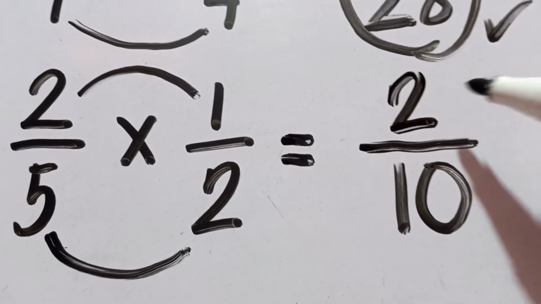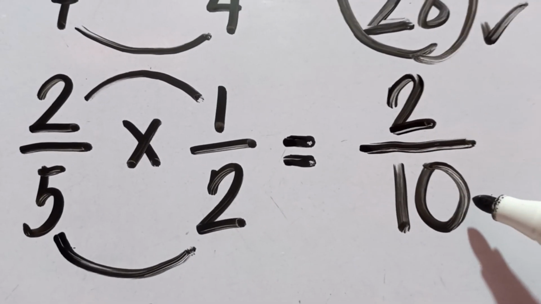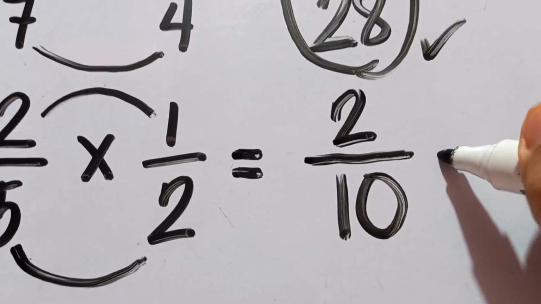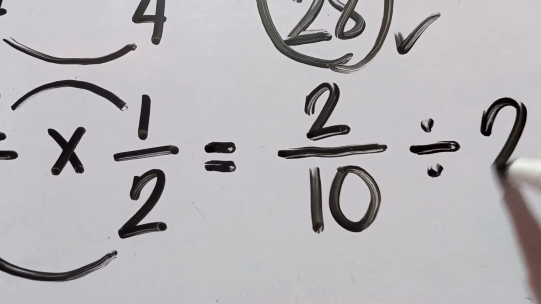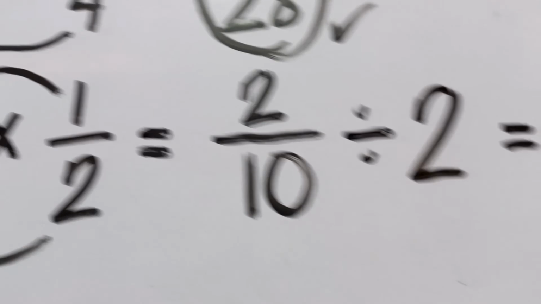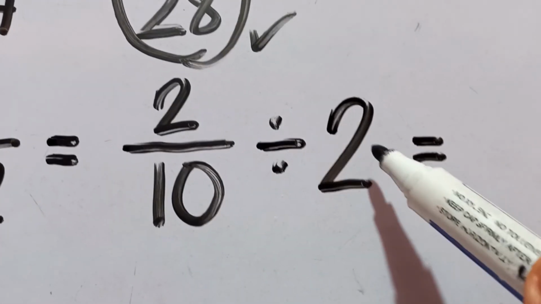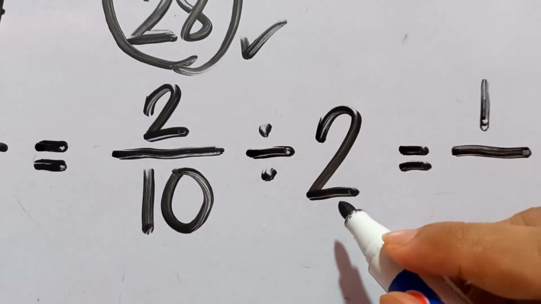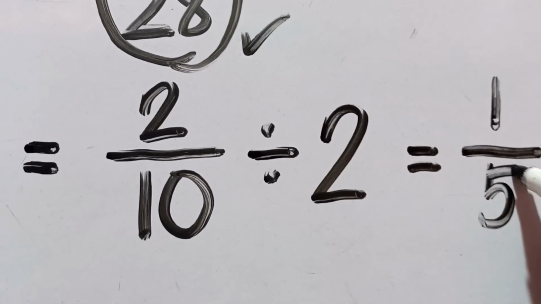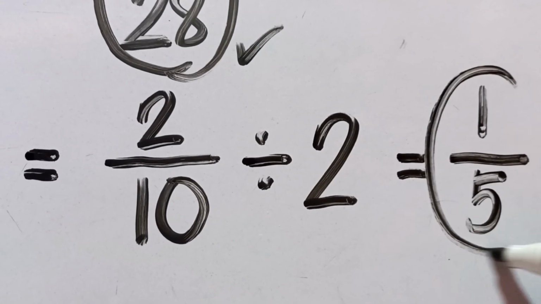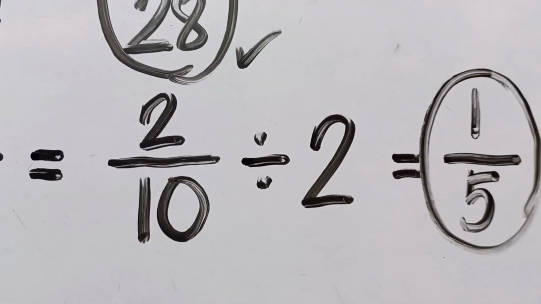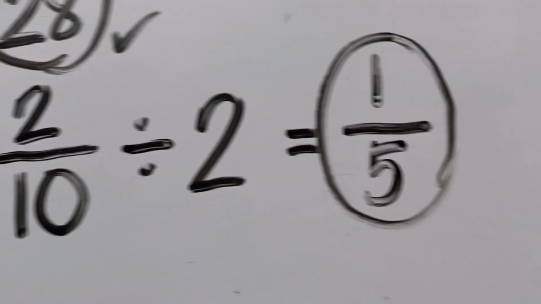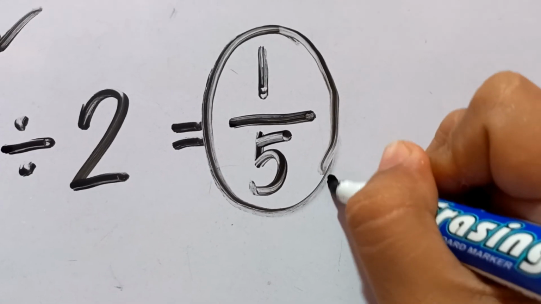Can you get the GCF of 2 and 10? So what is the GCF of 2 and 10? Correct. The GCF of 2 and 10 is 2. So we can divide them by 2. We have 2 divided by 2 is equal to 1. And then 10 divided by 2 is equal to 5. So we have here 1/5. Therefore, 2/5 times 1/2 is equal to 1/5.